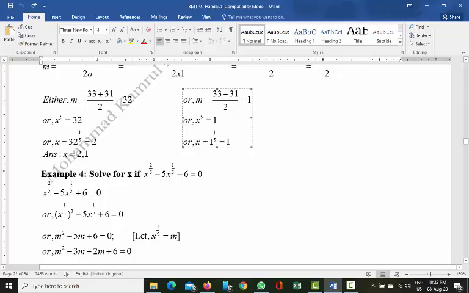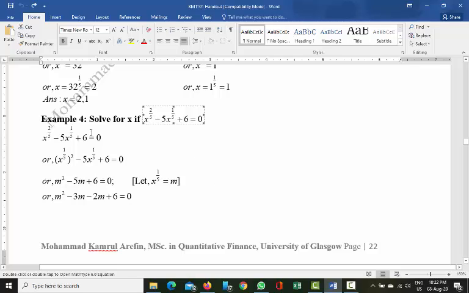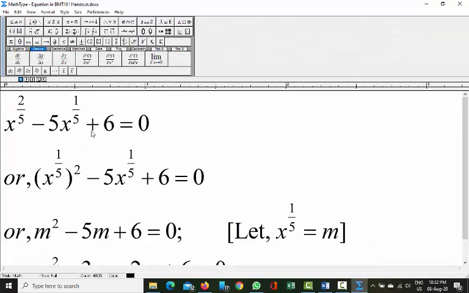Now let us solve question number 4. So what we have in this question? x to the power 2 by 5 minus 5x to the power 1 by 5 plus 6 is equal to 0. We have this equation, we need to solve this one. Pay attention, here we have 2 by 5 and here we have 1 by 5. So some resemblance is there. This one and this one are almost similar. The only difference is that here 2 is there.